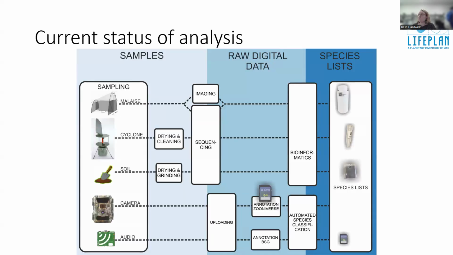So the current status of analysis, this is always on our status page in an updated form, this picture. We're now able to produce species lists or operational taxonomical unit lists for cyclone and soil samples, and some initial bioinformatics for malaise samples. Some local models are ready for the audio data, so we can get results for some places, but not all yet. And we're still putting together the annotation data for images, but we are progressing with turning your data into species lists.